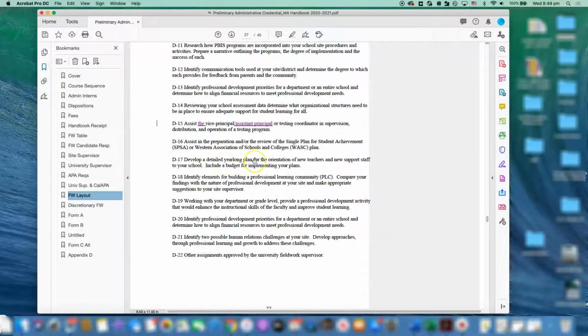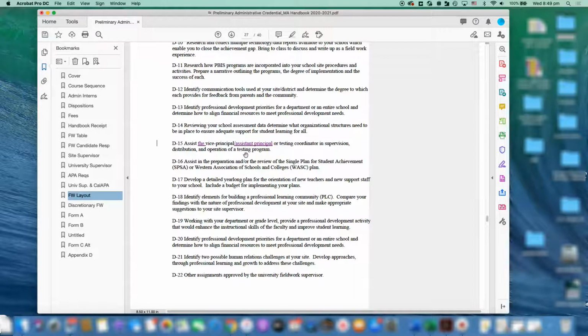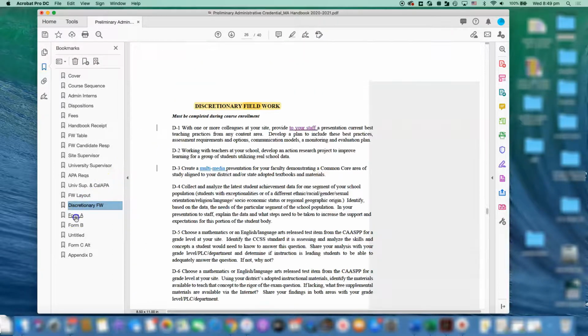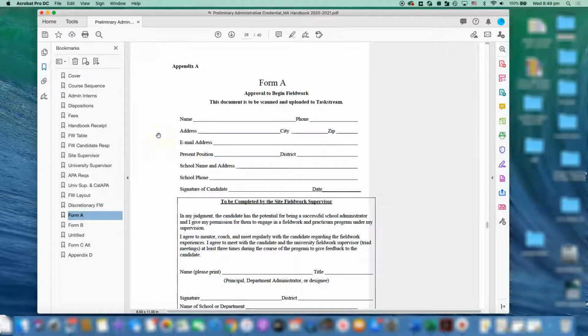D17, develop a detailed year-long plan for the orientation of new teachers and new support staff. Include a budget for implementing your plans. All of these things are connected to the CAPES, which are all aligned in the APA, the assessment that you will be taking. All right, so here are the forms in the back of the book.